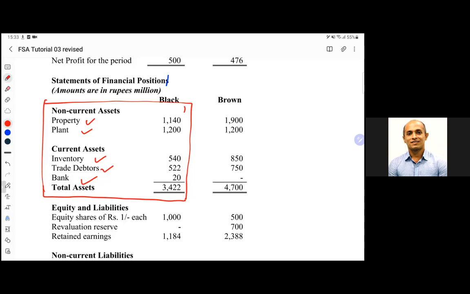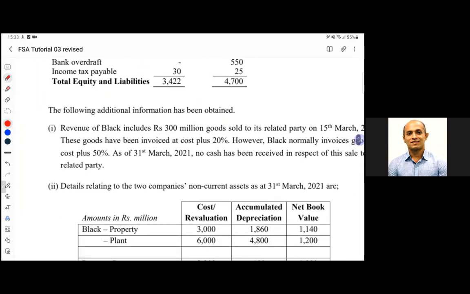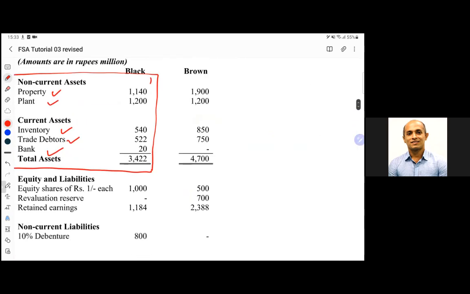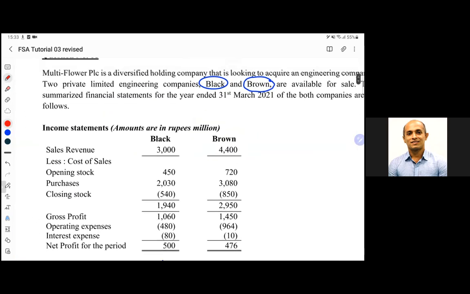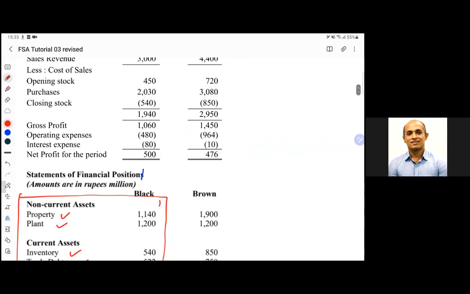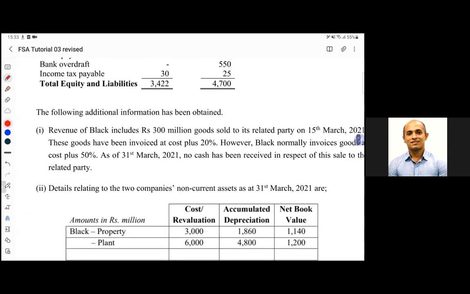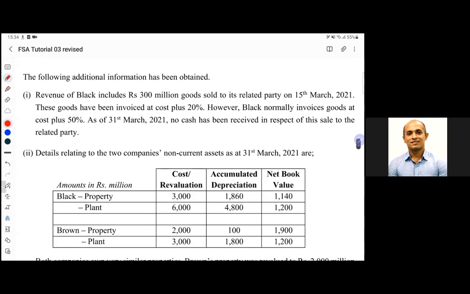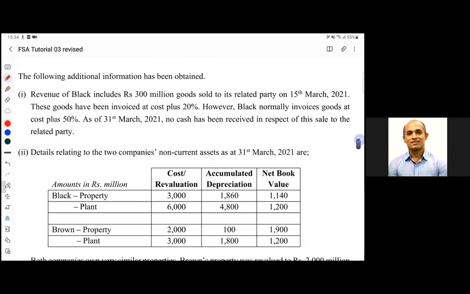Right. Now you see in the question some additional information. Your purpose is to compare these two companies and select the best, select the company to acquire. So that's your analysis purpose. Right. Now you see additional information. So I'll give 5 minutes. You look at all the additional information.